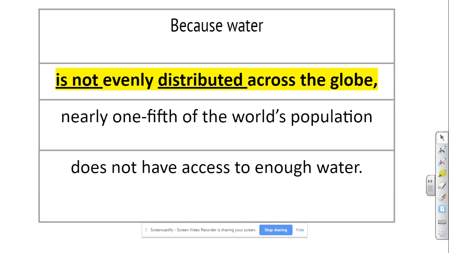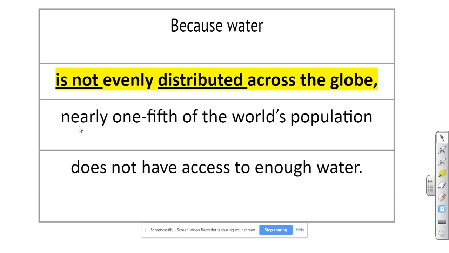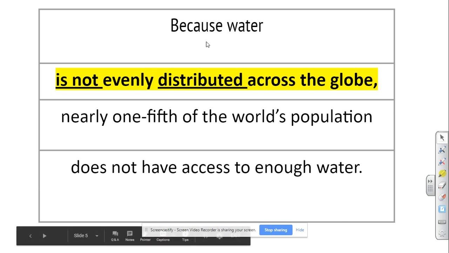I can also put the sentence in a different order. For instance, I could start with my last two chunks and put them at the beginning: Nearly 1/5 of the world's population does not have access to enough water, comma, because water is not evenly distributed across the globe. I hope this helps you to complete your language dive note catcher.